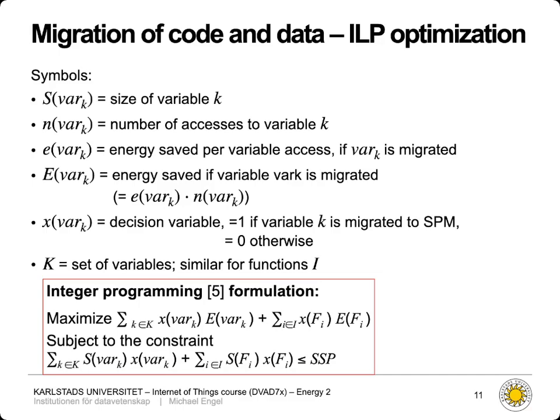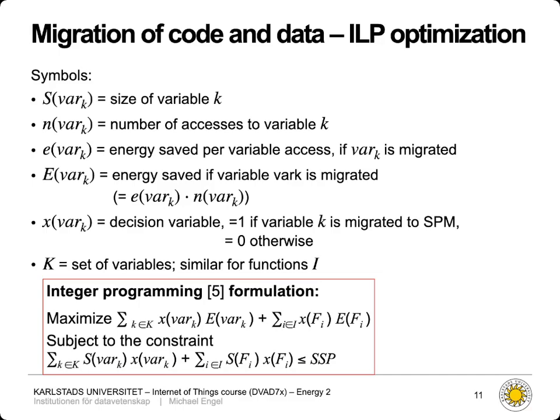We have a function capital S for each variable k in our program. It just gives me the size of the variable. So a character in C might be 1 byte, an int might be 4 bytes, and an array of 100 ints might be 400 bytes in size. Then we need to know how often each variable k is accessed. This is n of the variable here. The more often a variable is accessed, obviously, the more it makes sense to put it into scratchpad memory because we save energy with every access.